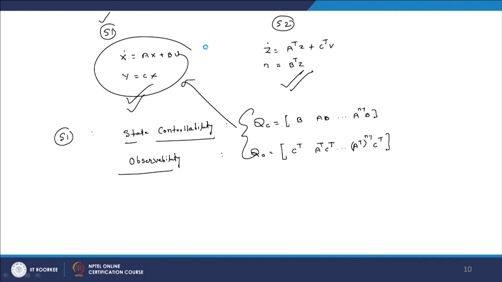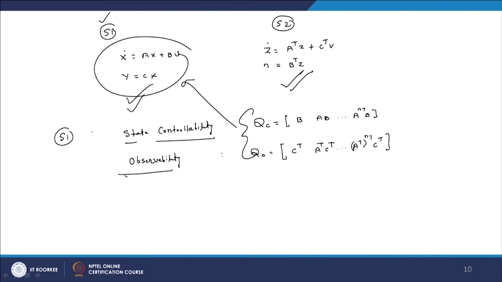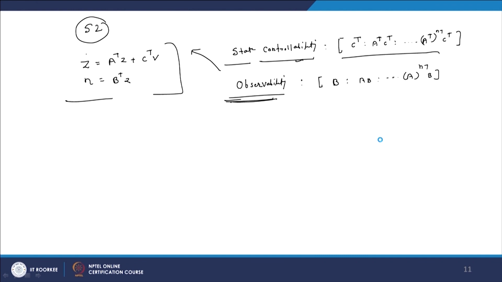If you compare the state controllability for system S1, B, A B, up to A raised to n minus 1 B, you will find that this same equation comes here in terms of observability. That is, controllability in S1 is nothing but the observability in S2. Similarly, the observability here, C transpose, A transpose C transpose, up to A transpose raised to n minus 1 C transpose, is similar to the state controllability. Therefore we can say that controllability and observability are dual of each other.